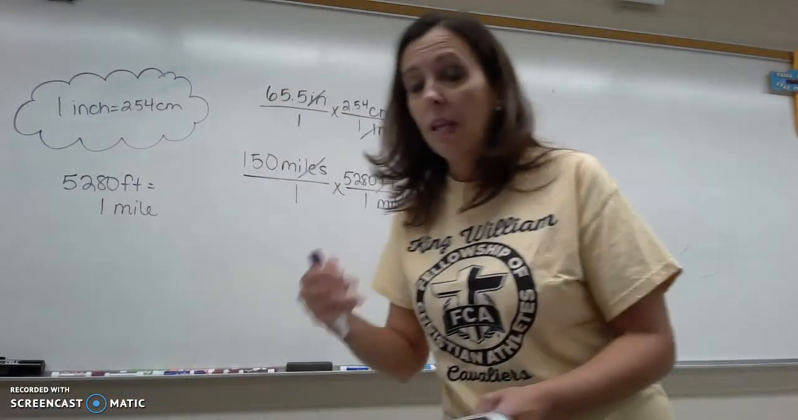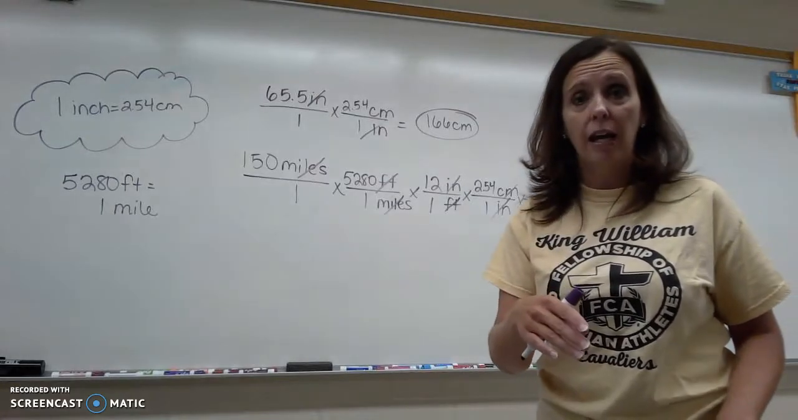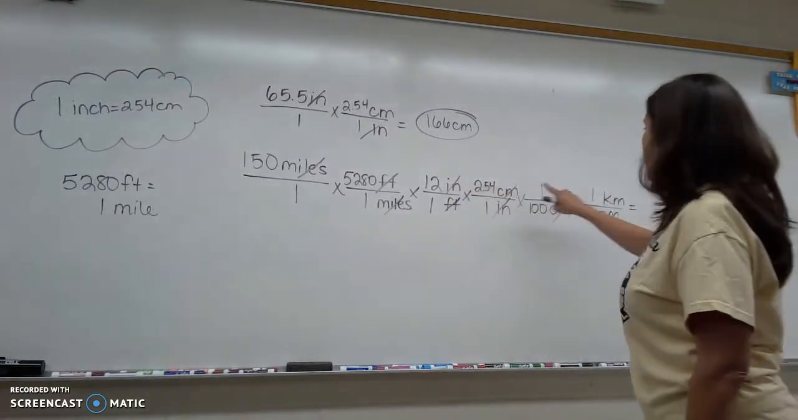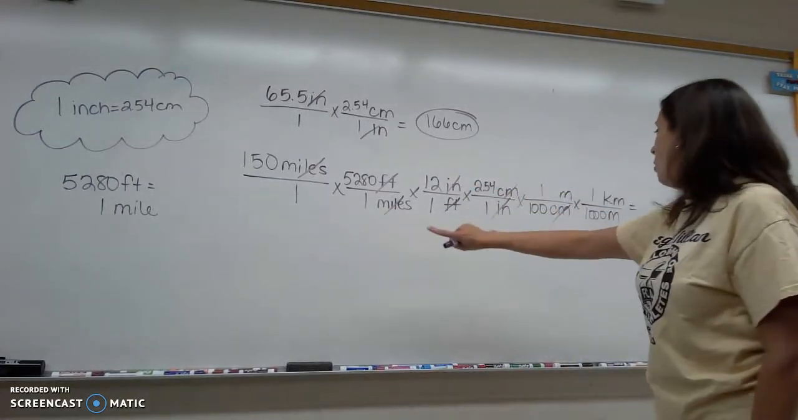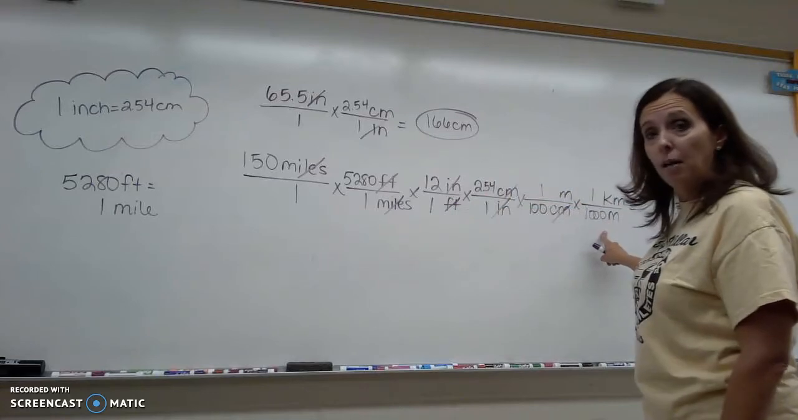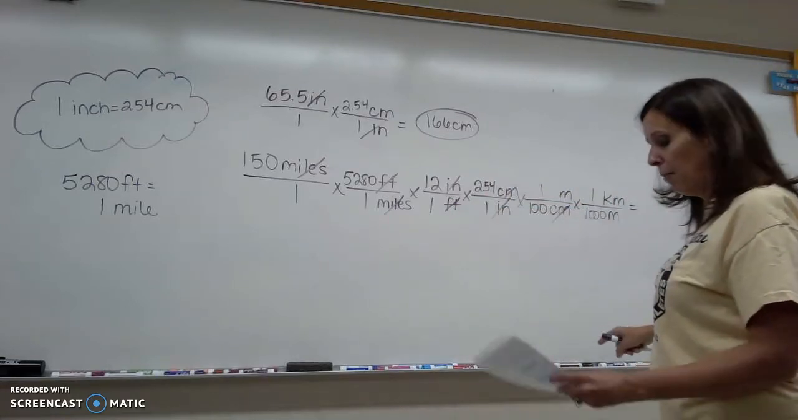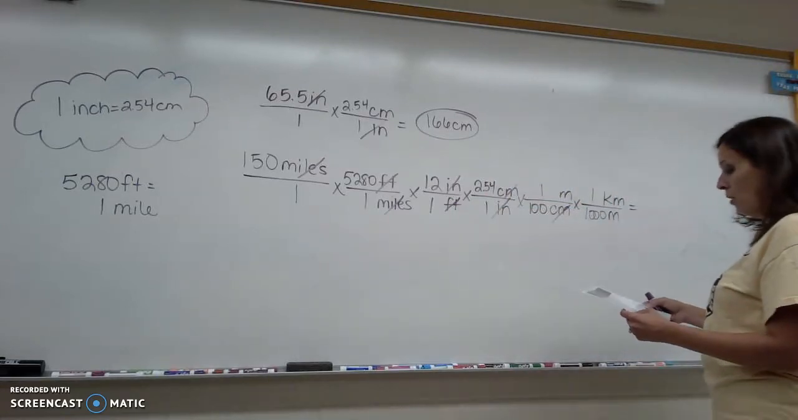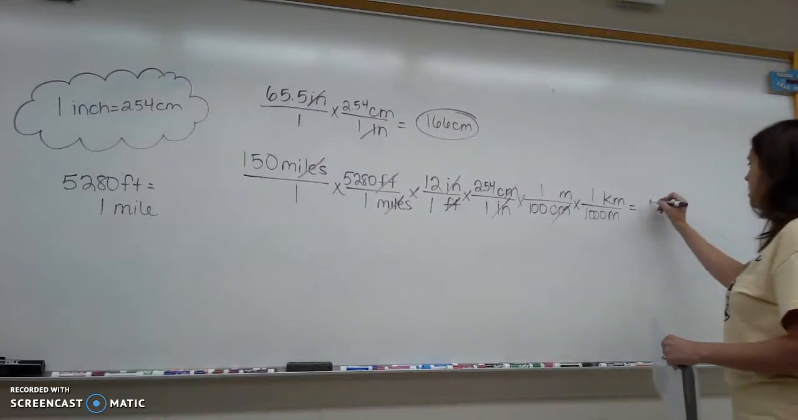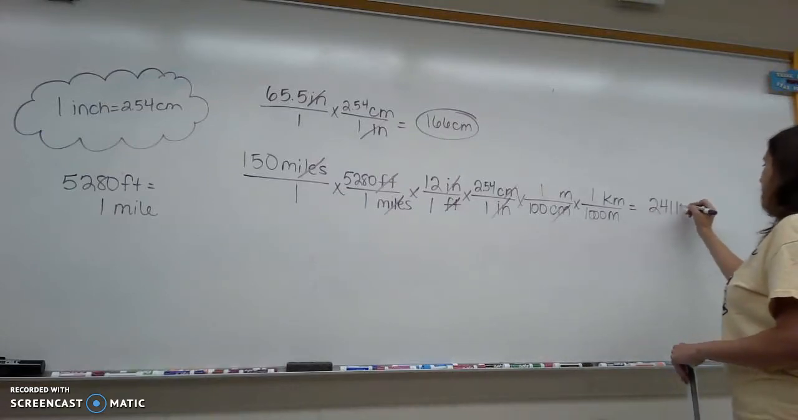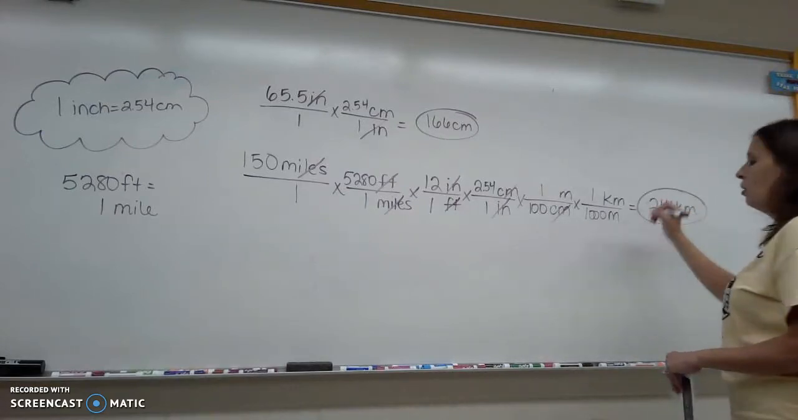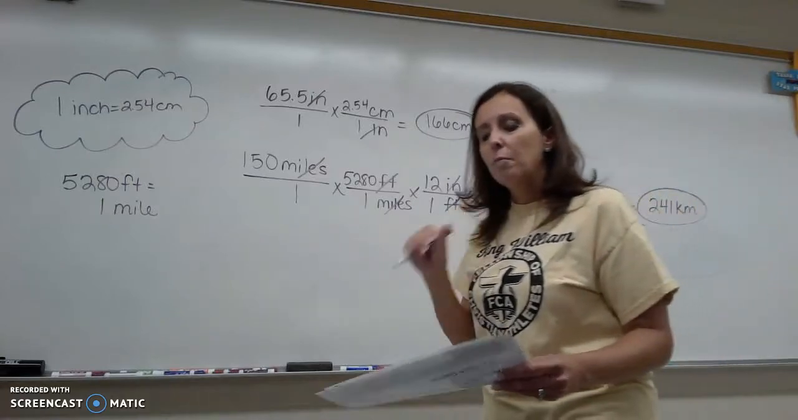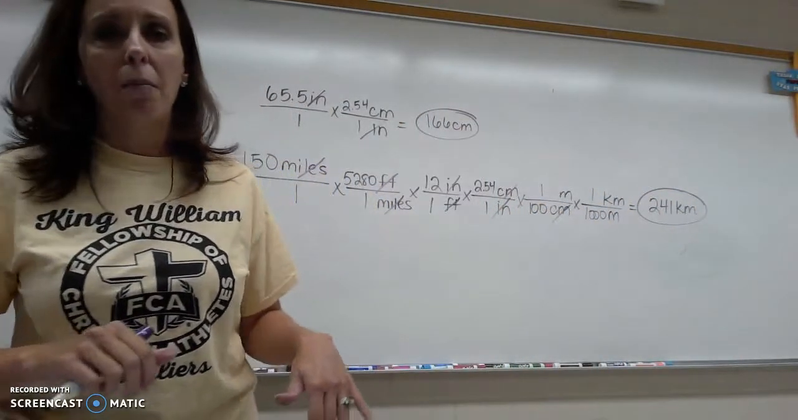Now, if I were you, I would multiply everything across the top and get a number, multiply everything across the bottom and get a number, top divided by bottom. And when you do that, you should get something around this number, 241.